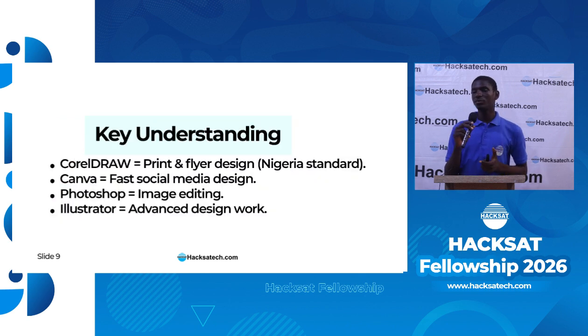Recommendable for a beginner, you can choose A4 size. And then you can set orientation. We have two orientations. We have the portrait, and we also have the landscape. So you can choose any orientation that you want. And then the last thing is you are going to click on OK. So this is how you can create a new document using CorelDRAW.